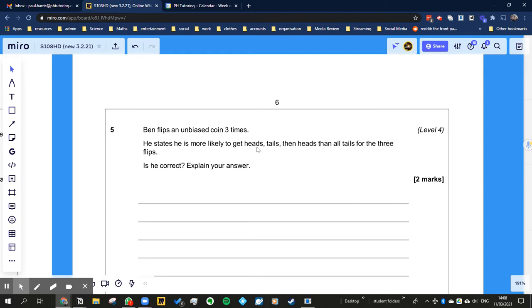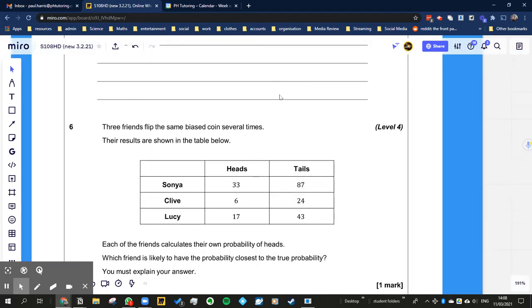The likelihood of getting a head is half. The likelihood of getting a tail is half. The likelihood of getting heads again is half. So it's going to be half times half times half, which is going to be an eighth. And that's the same as if it was all 3 tails, an eighth. So there's some examples there.